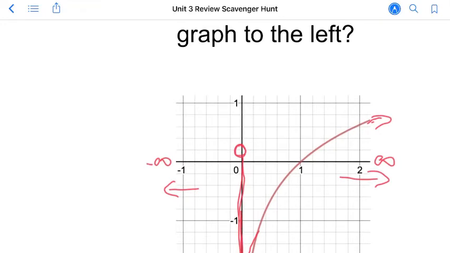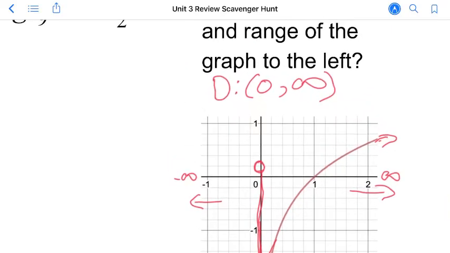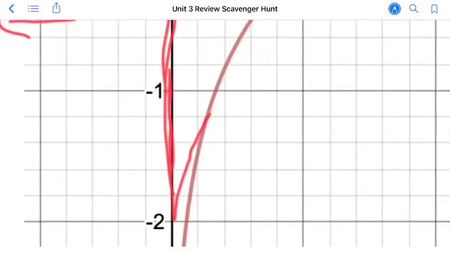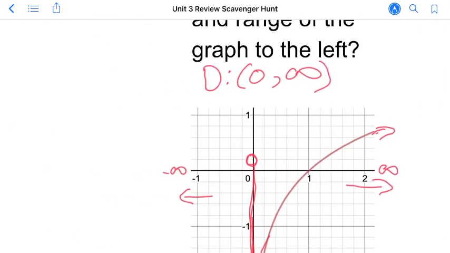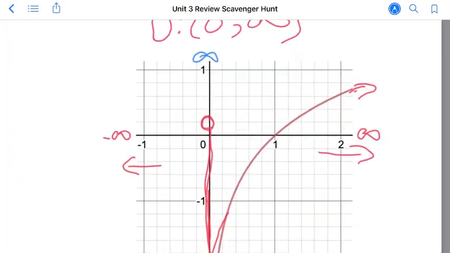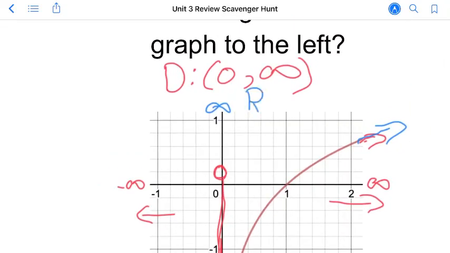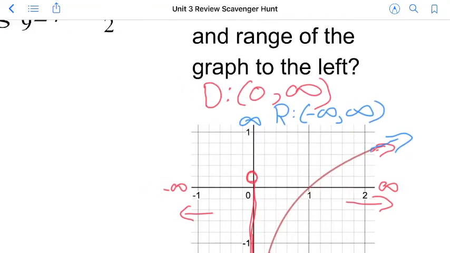So our domain is going to be 0 to positive infinity. Now our range. Our graph is going to keep going down forever and ever, so it's going to keep on going down to negative infinity. Then it's also going to keep on going up to positive infinity. Did I put negative? Yes. So as we go up, slowly but surely, we're going to be going up to positive infinity. So our range is negative infinity to positive infinity. And that should be our answer for the next little sheet.